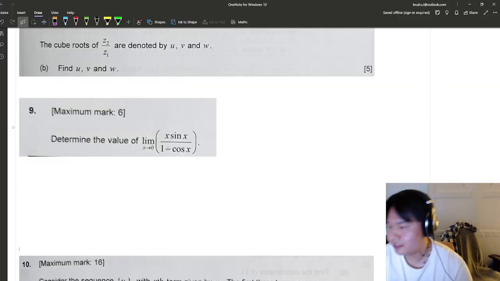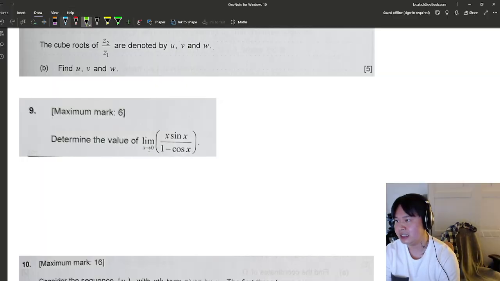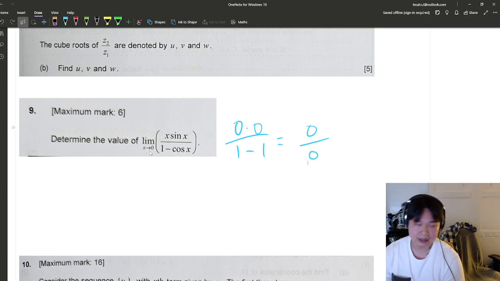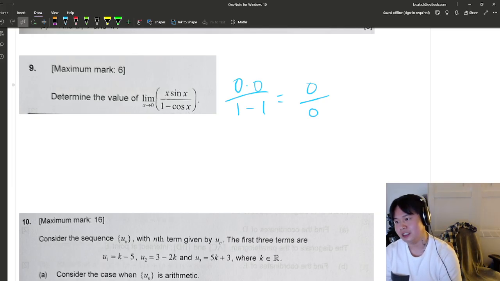Okay, determine the value of the limit. Always see if you can plug in the limit. If we were to plug in the limit, what do we get? We get 0 times 0, 1 minus 1, so 0 over 0. This is indeterminate form, therefore we can use L'Hopital's. L'Hopital's says that the limit of this thing is the same as the limit of the derivative of the numerator divided by the derivative of the denominator.